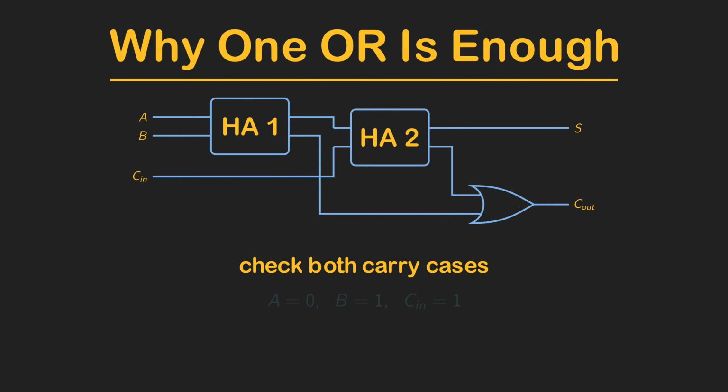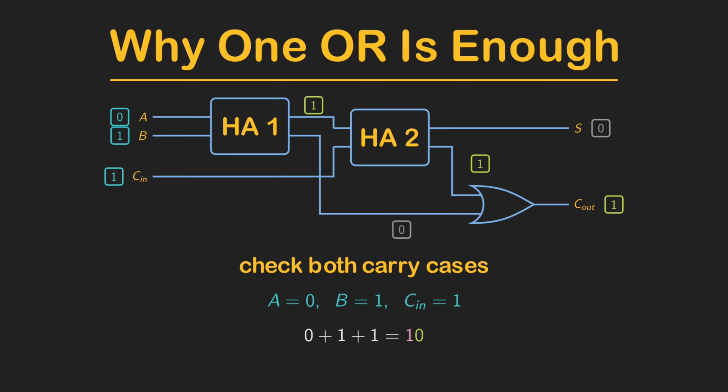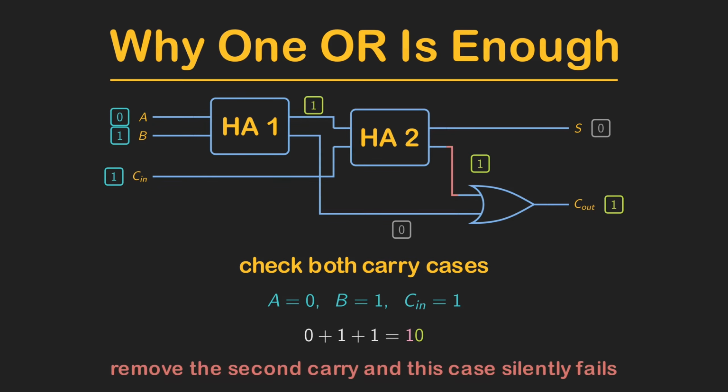Case 2. A 0, B 1, carry in 1. The first half adder: partial sum 1, no carry. The second: 1 plus 1, sum 0. Second carry fires. Carry out 1. Again, correct. Both carry paths exercised, both deliver. And notice the second carry is not optional. Remove it, and that second case silently fails.